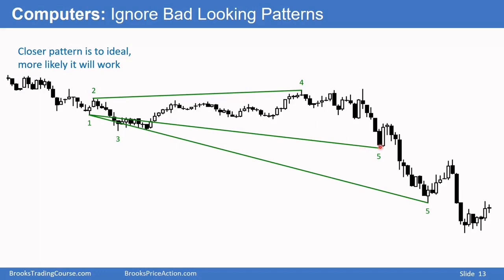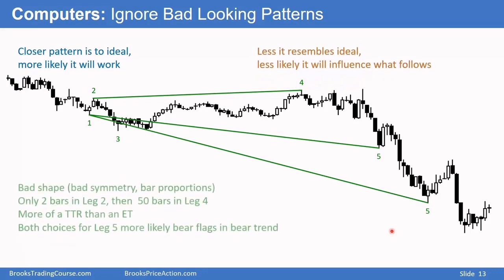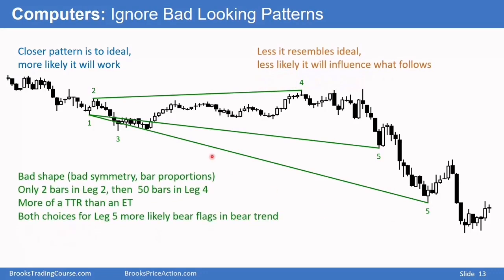Is this an expanding triangle here or here? I don't know. The spacing is bad. Only a few bars between points 1 and 3, and then a lot of bars between 3 and 5. When that happens, most computers ignore that pattern and look for something else, anything else. Leg 2 only has 2 bars, and then leg 4 has 50 bars.